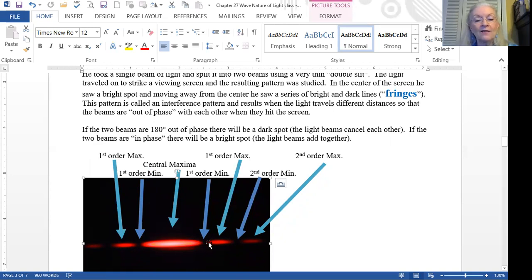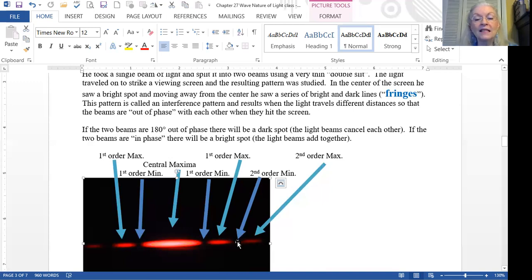And then on either side of that, you'll see a dark region. That's the first order minima. So the maximas are bright spots, the minimas are dark spots. So central maxima in the center, first order minima on either side. Just to the right and to the left of that first order minima, you will have the first order maxima. So it will have another series of bright spots. So central bright spot for the central maxima, first order minima on either side, first order maxima after that.